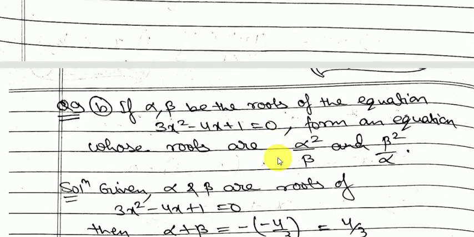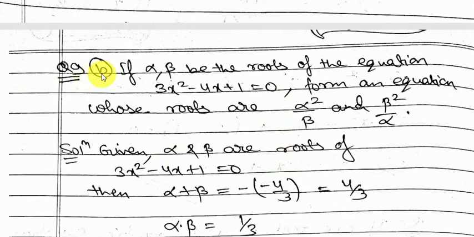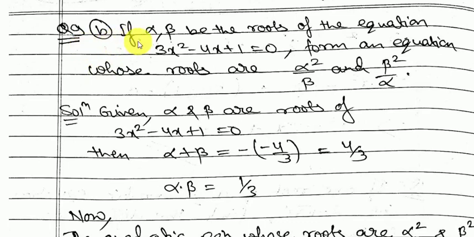Okay, question number 9b. If alpha and beta are the roots of the equation this, so this is the quadratic equation and they are saying alpha and beta are the roots of this.